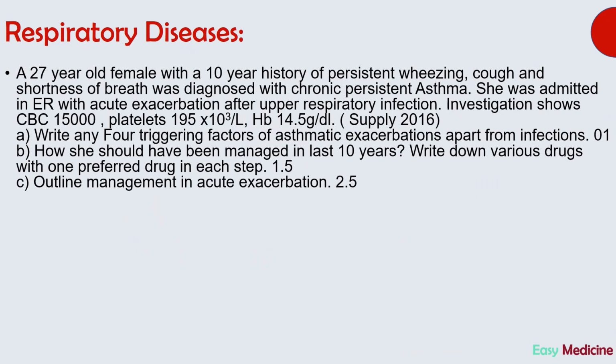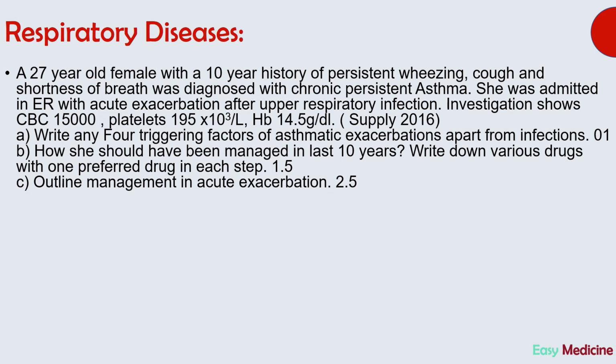First question is, a 27-year-old female with a 10-year history of persistent wheezing, cough, and shortness of breath was diagnosed with chronic persistent asthma. She was admitted in emergency room with acute exacerbation after upper respiratory infection. Investigation shows complete blood count of 15,000, platelets 195 into 10⁻³, hemoglobin 14.5 gram per deciliter. This question was in supplementary examination of 2016.